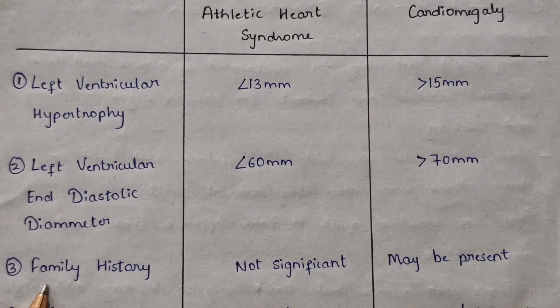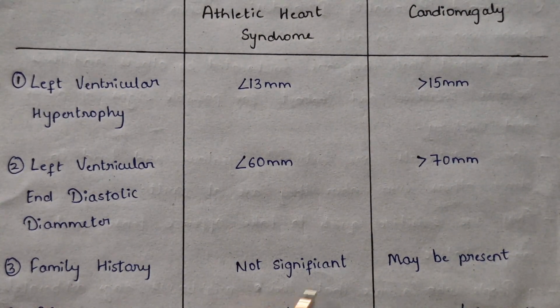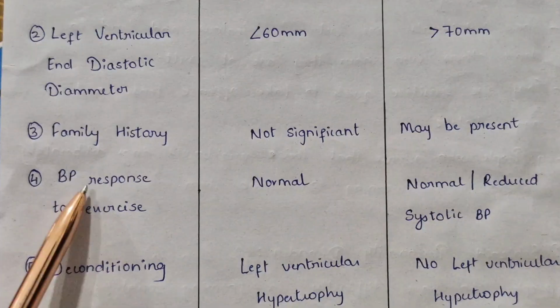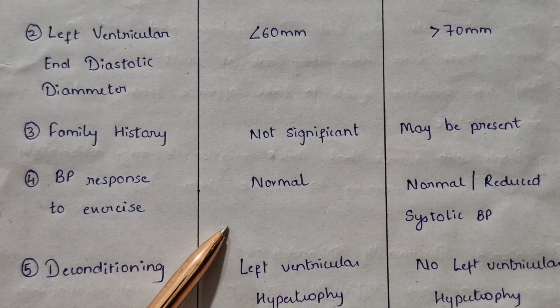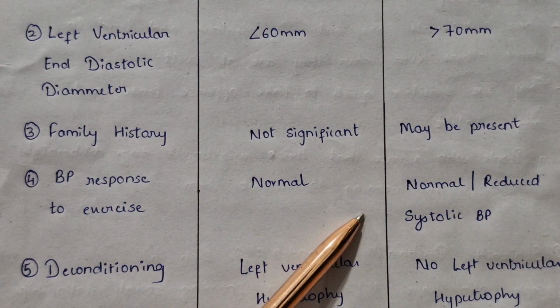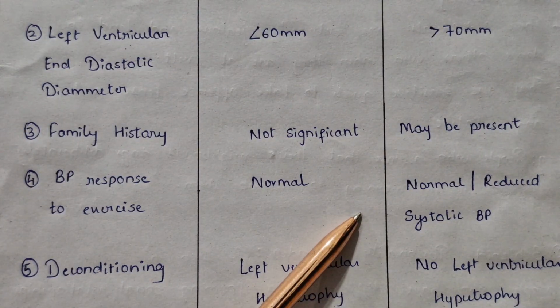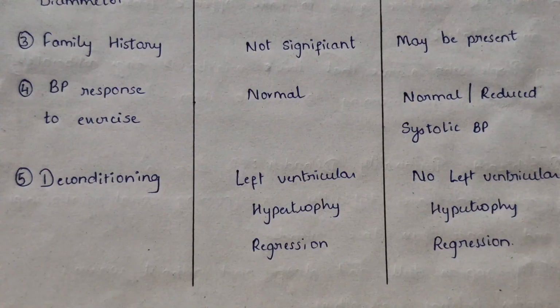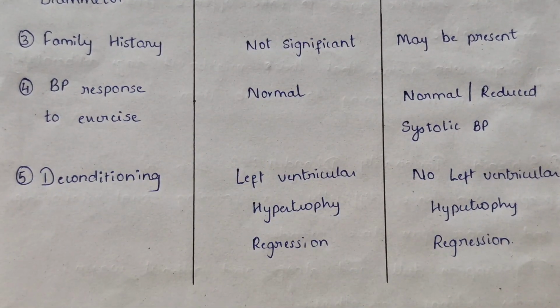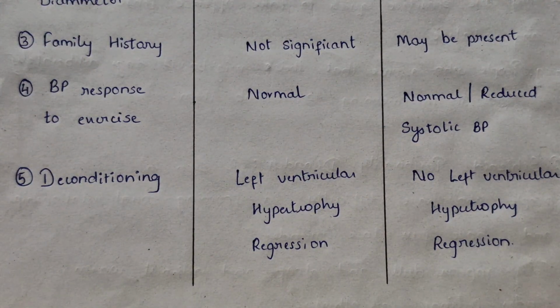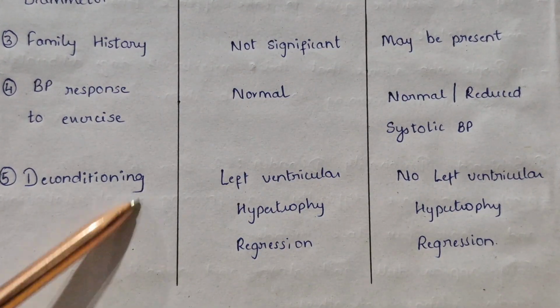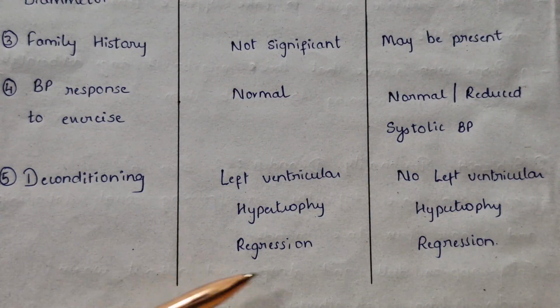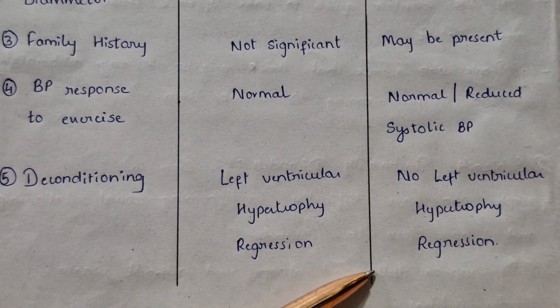Third is family history, which is not significant in athletic heart syndrome but may be present in cardiomegaly. The blood pressure response to exercise is normal in athletic heart syndrome, and the systolic BP might either be normal or reduced in cardiomegaly. Fifth parameter is deconditioning. Deconditioning refers to adapting to a less demanding environment as compared to the normally acquired conditioned environment. For example, when deconditioning occurs due to decreased physical activity, you get decrease in muscle mass or loss of muscle mass. So in athletic heart syndrome, there is left ventricular hypertrophy regression, and in cardiomegaly, there is no left ventricular hypertrophy regression.